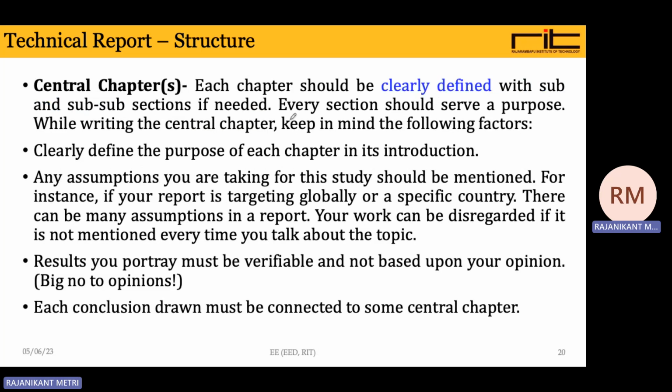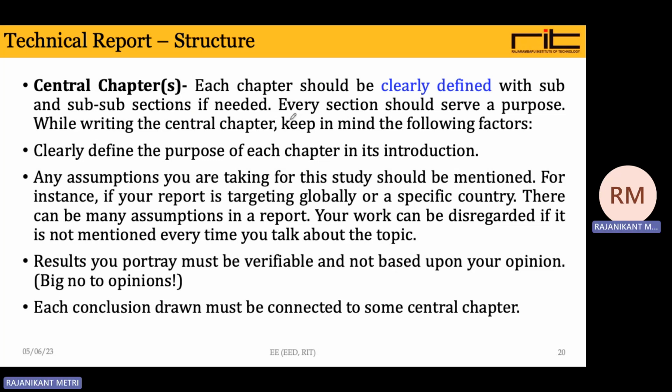Then come the central chapters, or between chapters, like chapter number 2, 3, 4, 5. These chapters should be clearly defined with subsections if needed, and every section should serve a purpose. While writing the central chapters, keep in mind the following points. Clearly define the purpose of each chapter in its introduction. Whenever you start a new chapter, say the second chapter is your system description, you define the purpose of that particular chapter, and then you give the block diagrams and a detailed description of those block diagrams.